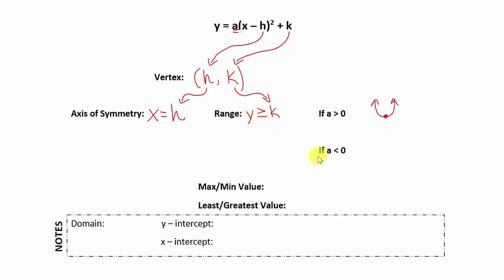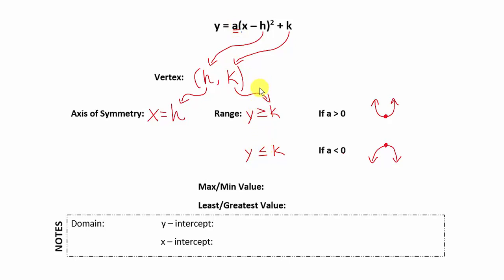If a is less than 0, my graph will look like this. And so I will have a high point and all of the other points on my graph will be below it. And so for our range, we would say y is less than or equal to k. So notice from my vertex, I can get the axis of symmetry and I can get the range. I do have to look at a to determine if I'm going to use greater than or equal to or less than or equal to.